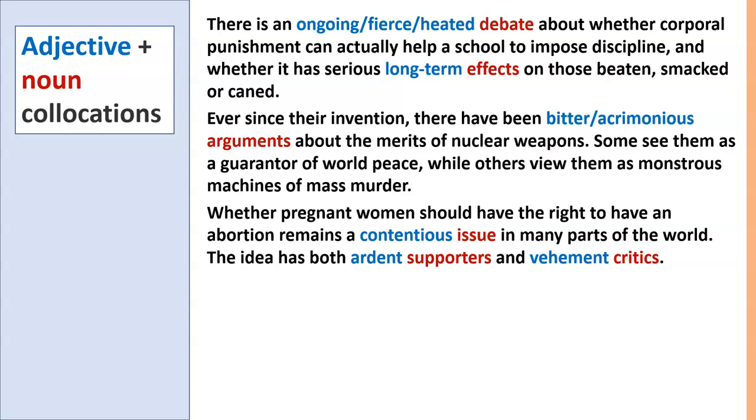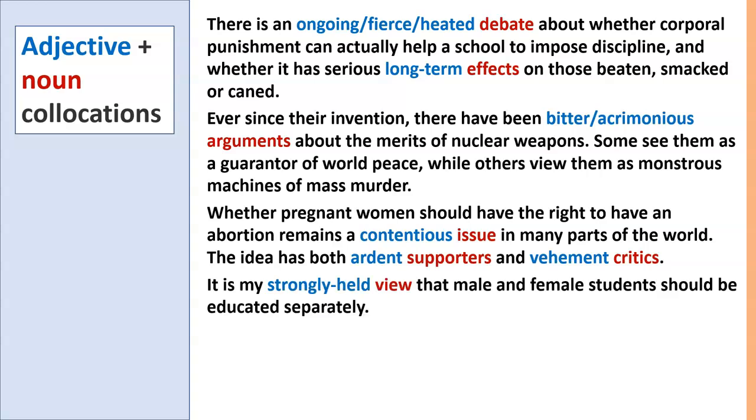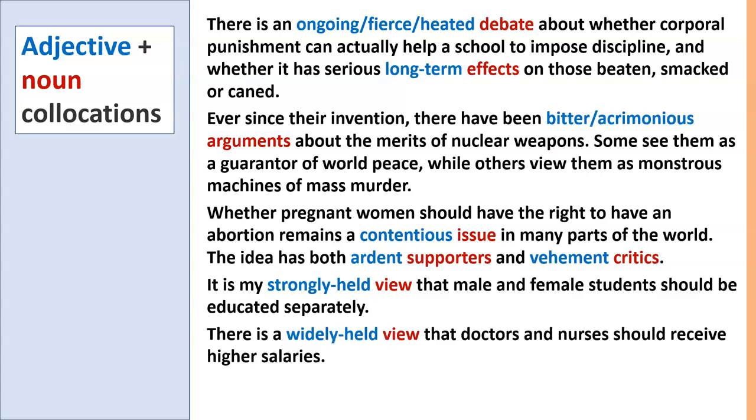Ardent supporters very strongly support something, and vehement critics very strongly oppose it. If you have a strongly held view, then you have an opinion which you believe very much. And a widely held view is an opinion which many people have.